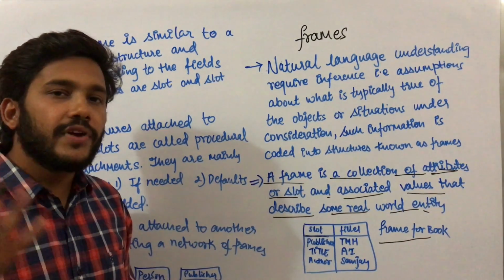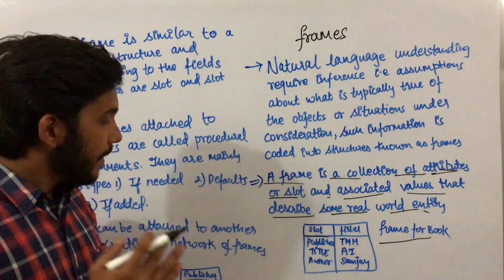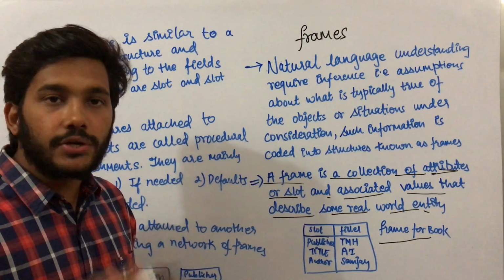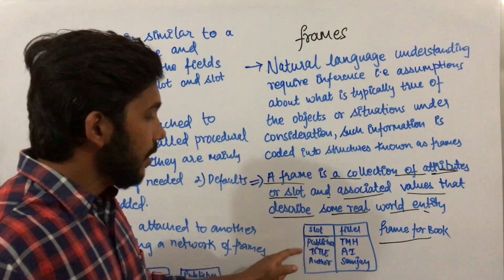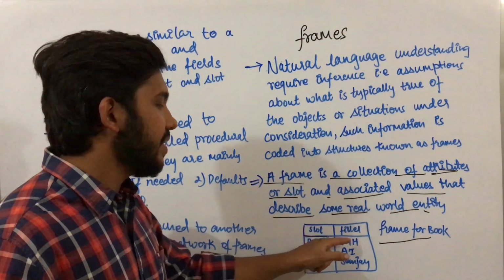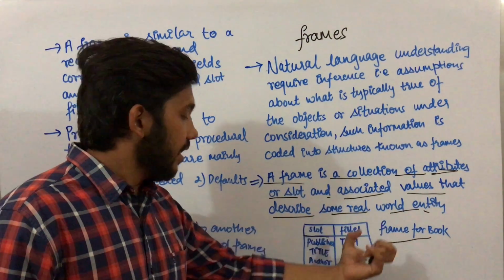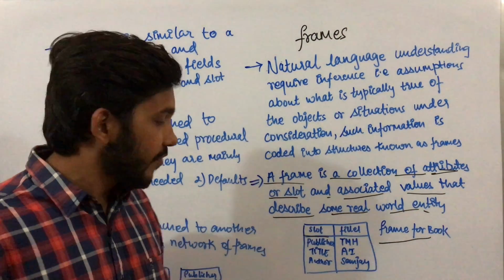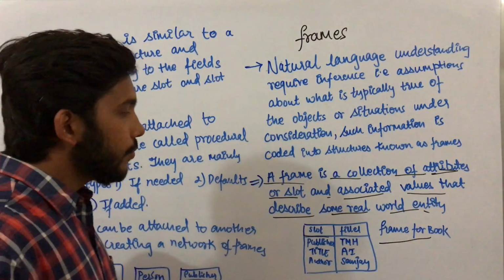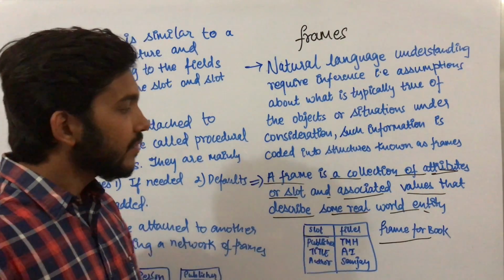So what are the different attributes a book can have? It can have who is the publisher of the book. Like for the book, the publisher is TMH. What is the title of the book? That is AI. Who is the author of the book? That is Sanjay. So this was the frame of the book.